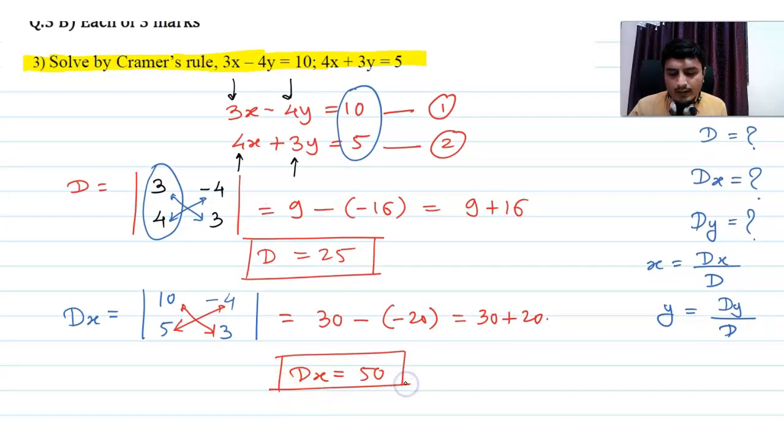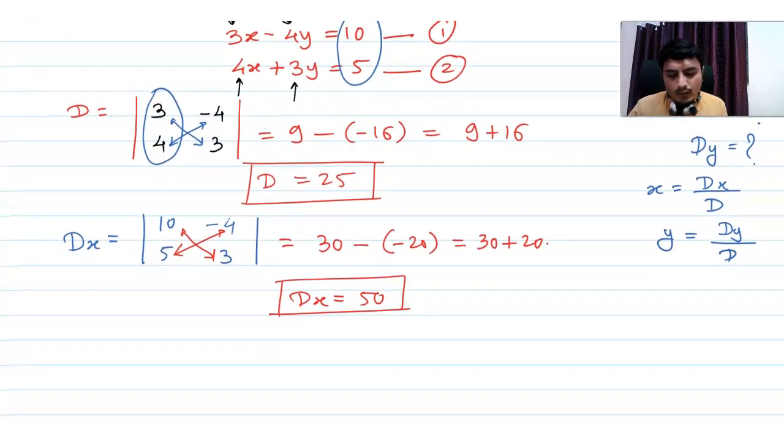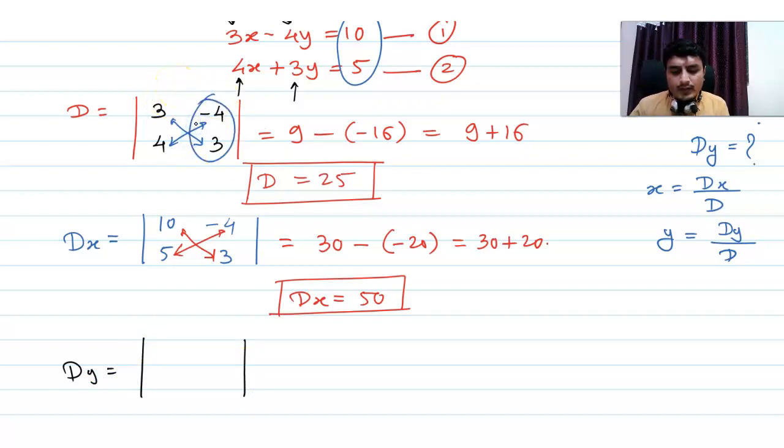Now to evaluate the value of Dy, what shall we have to do? Look once carefully at the entries under Dy. The coefficients of variable y from D we have to replace by the constants 10 and 5. So I am writing the second column first, that is 10 and 5 for Dy. What about the first column? 3 and 4 from D remain as they are, that are the coefficients of variable x from equation 1 and 2.